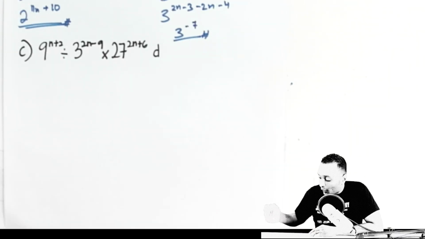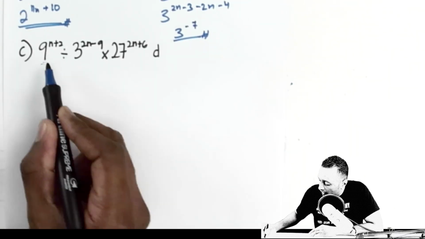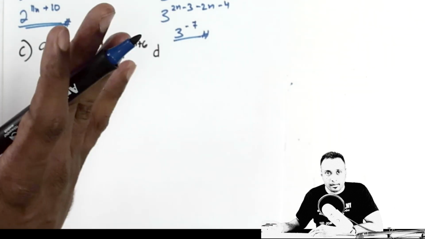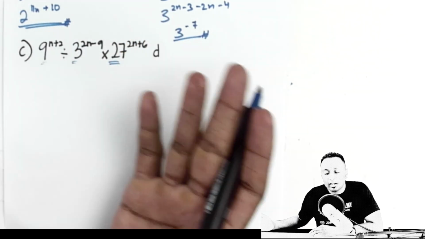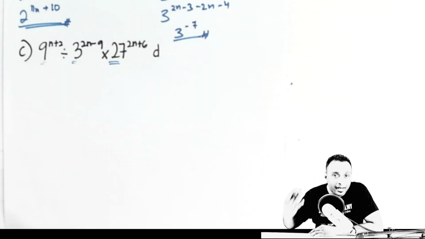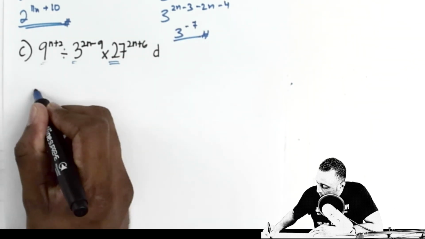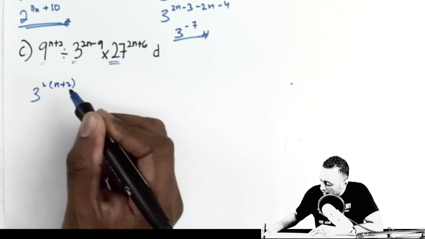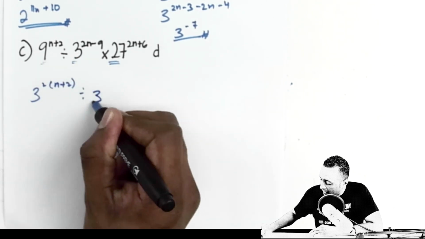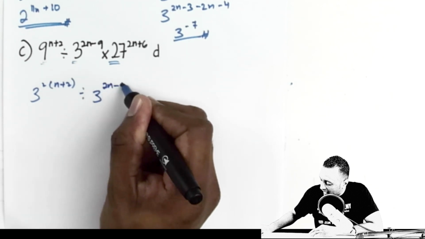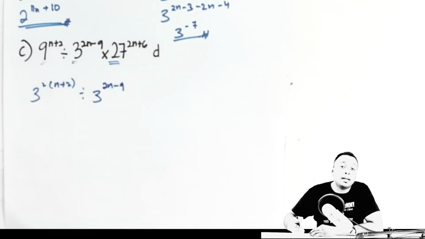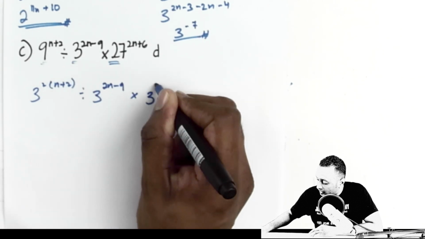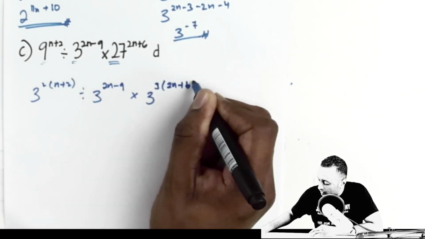Let's have a look at question C. So we got 9, we got 3, we got 27. Obviously, all three numbers are not from the same base. So what we're going to do? Change it to the same base. What base is that? It's base 3. So what we're going to do here? 3 power 2 is 9, so outside here, I got n plus 2. And then this is already 3, and the power is 2n minus 9. And 27 is 3 power 3. That's right. So multiply with 3 power 3, 2n plus 6 over here.